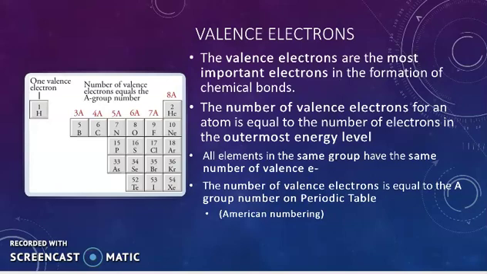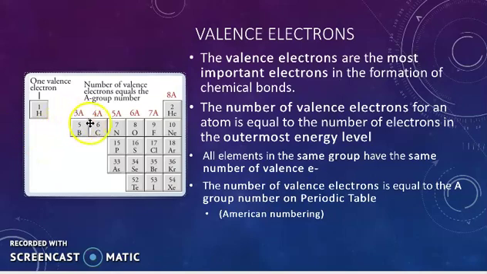The number of valence electrons for an atom is equal to the number of electrons in the outermost energy level. Remember, an atom is neutral, so it's not an ion. All elements in the same group have the same number of valence electrons. The number of valence electrons is equal to the A group number on the periodic table. If you go by the American numbering, the third one down on your periodic table, the number of valence electrons is going to be equal to that group number.